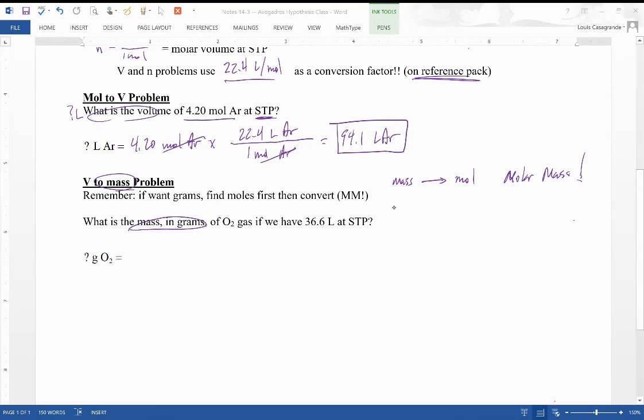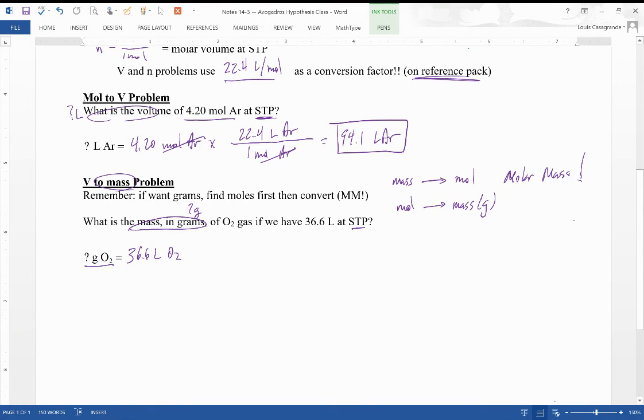And so you're going to calculate the moles first. And from the moles, then you can get the mass in grams. So if you want to stop the video for a moment and see if you can set this up, then go ahead and do that. Otherwise, follow along, or if you're coming back from that, follow along in how we set this up. So we want to know the mass of the gas in grams, so that's our question mark, mass of O2 gas. And we're starting with 36.6 liters of O2 gas, again at STP.